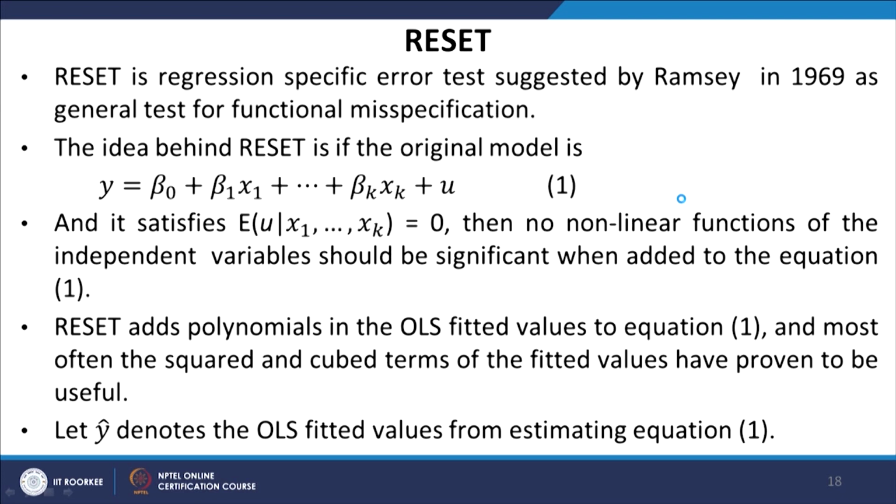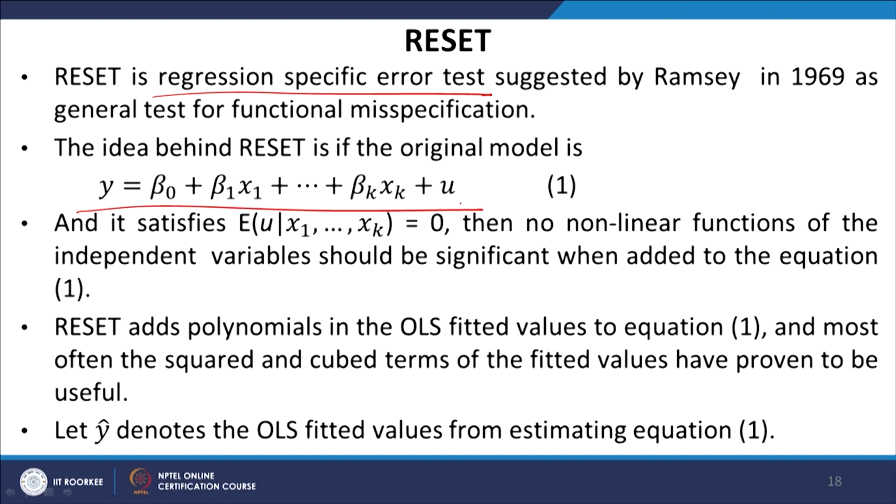Now, how do we test whether there is misspecification or not? RESET is the regression specification error test. RESET was suggested by Ramsey in 1969 as a general test for functional misspecification. The idea behind RESET is, if the original model is something like this, I now consider a general model with k plus 1 variables and it satisfies the expected value of u given x1 to xk equals 0, that is, there is no correlation between the error term and the independent variables, then no nonlinear functions of the independent variables should be significant when added to equation 1.